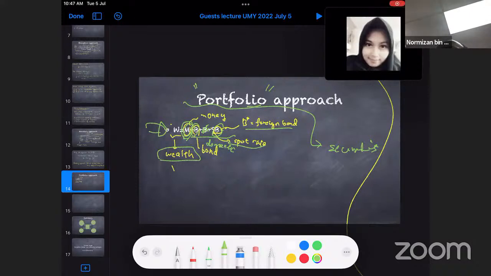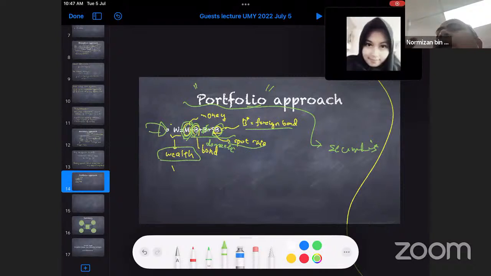For example, the bond of a foreign country or the bond of the domestic country will affect the exchange rate. So that's the four approaches that explain the exchange rate. Before I go to the last part, let me explain the portfolio approach in Malay a bit.